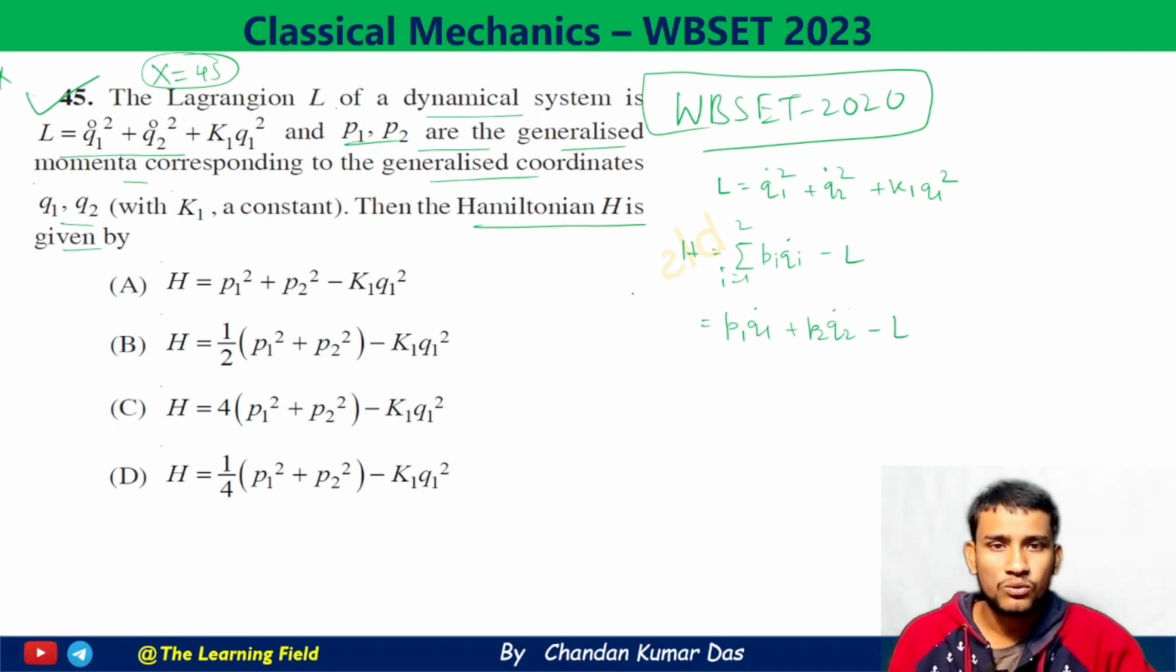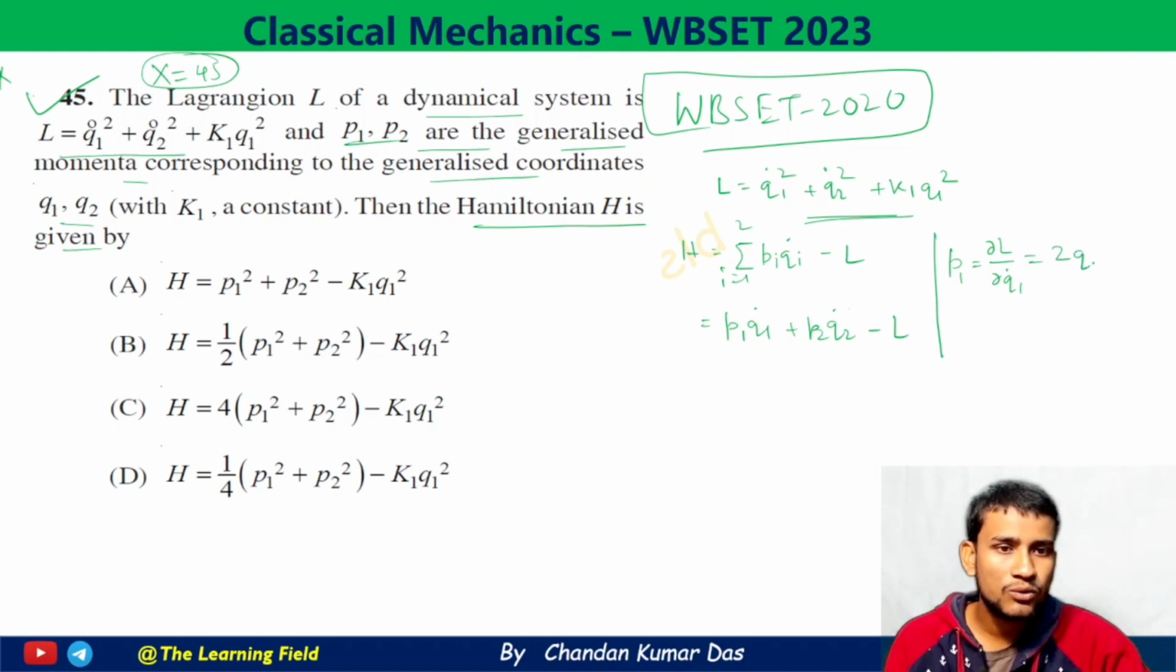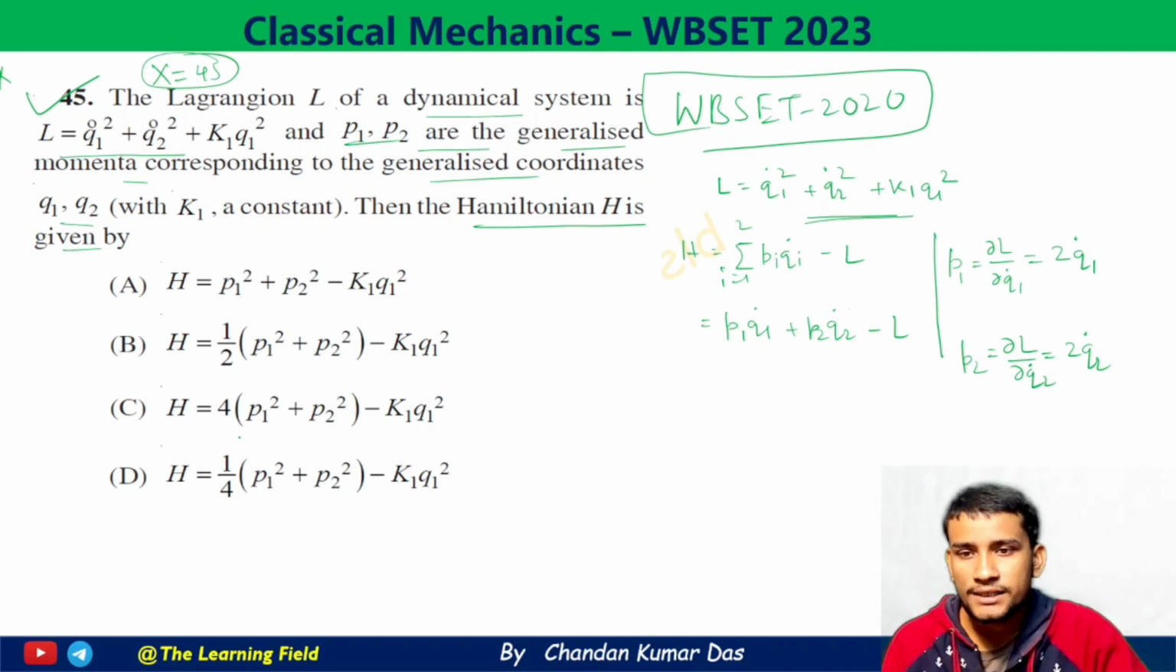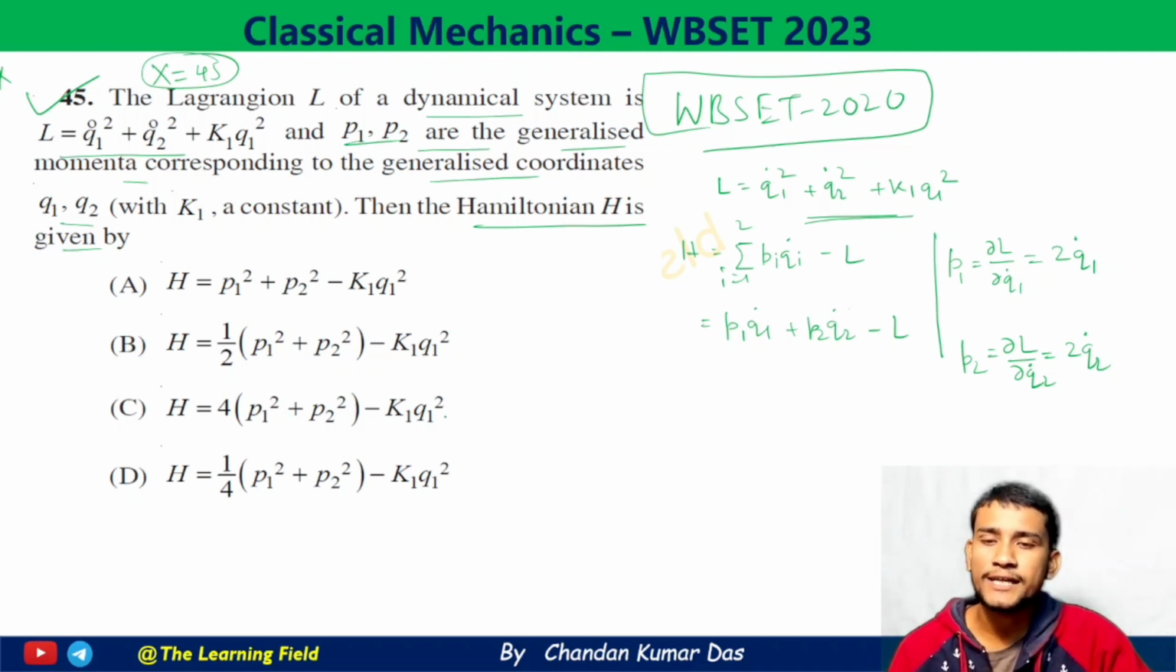Now we can calculate the momentum term p1, which equals del L del q1 dot. This is the momentum term, and we calculate it from the Lagrangian. This equals 2 q1 dot. And p2, the second momentum, is del L del q2 dot, which equals 2 q2 dot. Now we put in the values, and here in the four options, the options are in terms of p's, that is, generalized momenta.